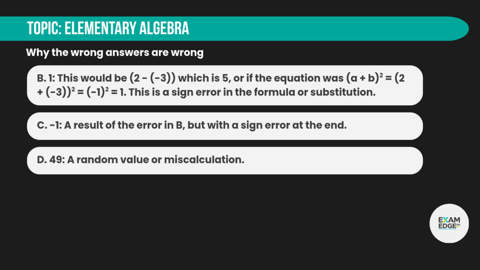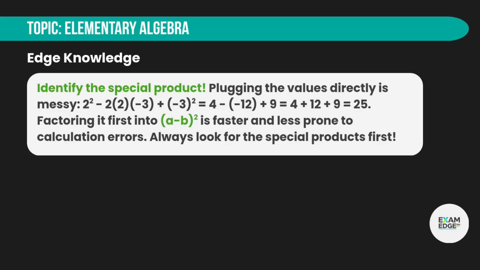This is a sign error in the formula or substitution. C. Minus 1. A result of the error in B, but with a sign error at the end. D. 49. A random value or miscalculation. Edge knowledge. Identify the special product. Plugging the values directly is messy.